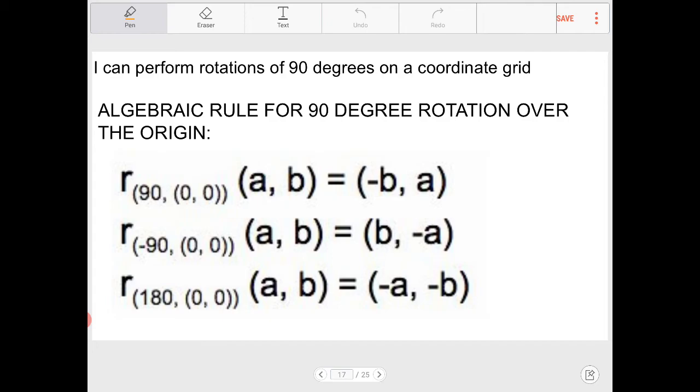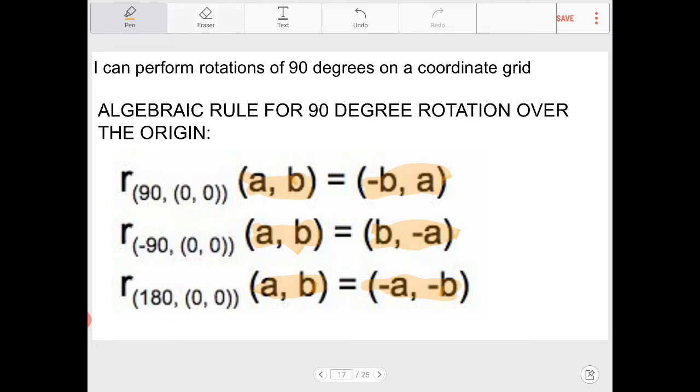All right. So some of you guys are probably wondering, is there a formula to do all this stuff? Because I'm not that visual. You're absolutely right. There is a formula. And here it is. If you're asked to rotate something 90 degrees over the origin, the coordinates a comma b will become negative b comma a. If you're asked to rotate something negative 90 degrees, the original coordinate will become b comma negative a. If you're asked to rotate something 180 degrees over the origin, then all you got to do is just negate both coordinates.